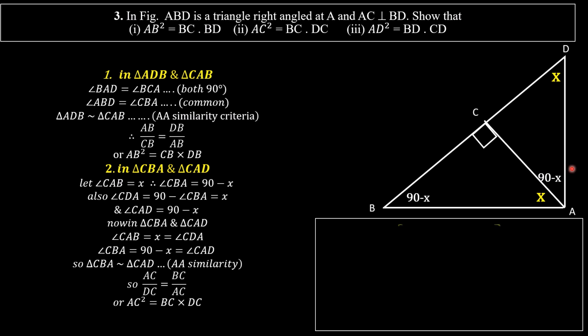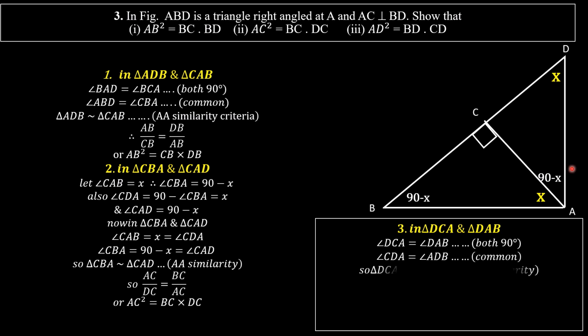In third case, we need to show AD square is equal to BD into CD. So we'll take two triangles DCA and DAB. Again, one angle is of 90 degree. In both the triangles, one angle is common. So they are similar by angle similarity. Hence their sides will be proportional. AD upon DB is equal to CD upon AD. Further, AD square is equal to BD into CD. Hence third one is also true.